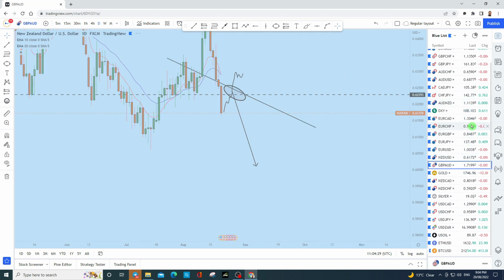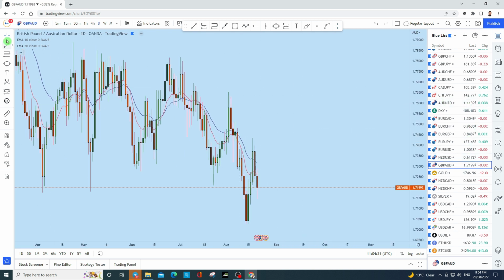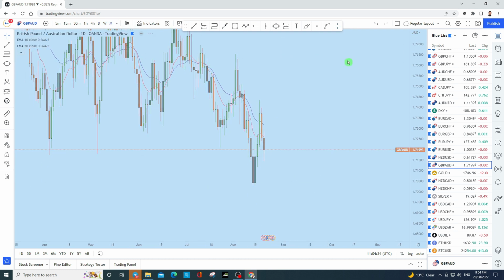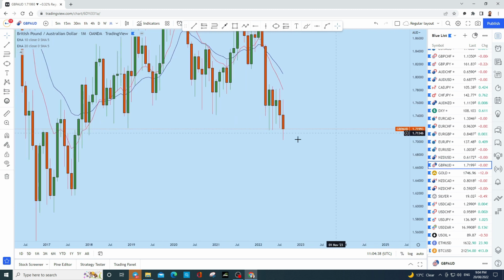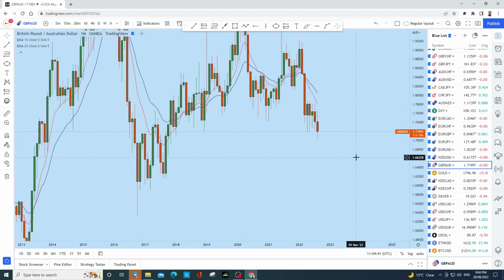Now let's look at GBPAUD, how it is doing. Starting with the monthly time frame, what do you see? GBPAUD on the monthly, this is the monthly candle, is a strongly bearish market. You see that there is a strong breakdown followed by this consolidation and deceleration. Now you see that GBPAUD is dropping again on the monthly, and the price is below this level of support.